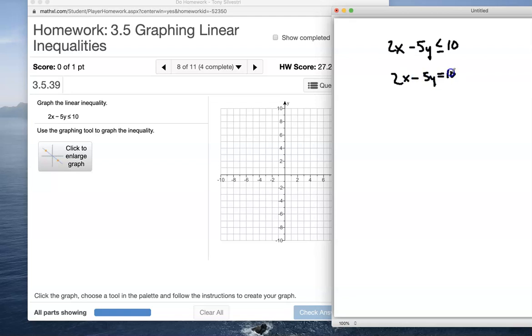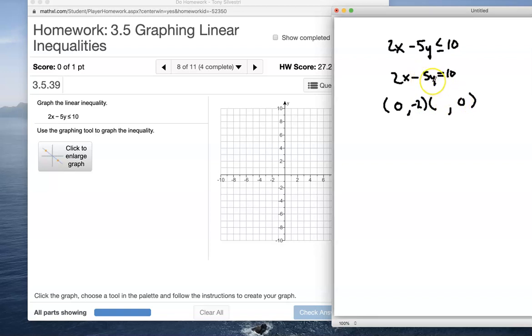And you do the same stuff we did in the previous sections. What you're going to do is come up with 2 points. Okay, so x is 0. I noticed that 2 and 5 divide evenly into 10, so this technique will work great. If x is 0, calculate y, and if y is 0, calculate x. So if x is 0, 2x goes away. You're left with negative 5y equals 10. Divide by negative 5, you get negative 2 for y.